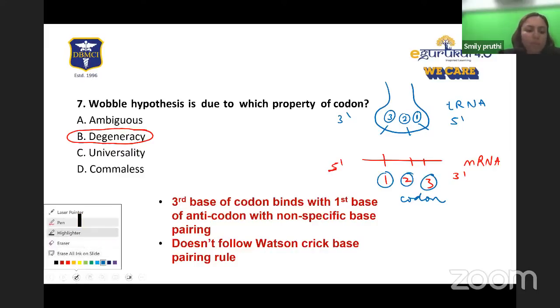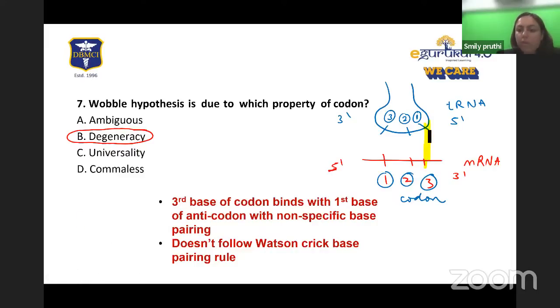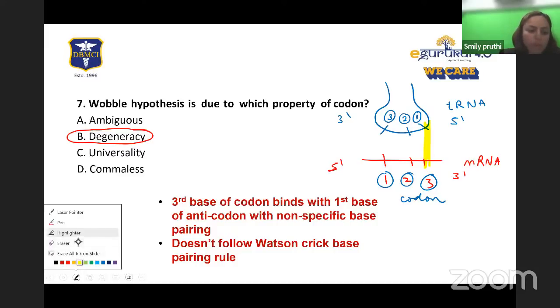Now, this is wobble. The third base of the codon binds with the first base of the anticodon with non-specific base pairing. That is, it does not follow the Watson-Crick base pairing rule, right?